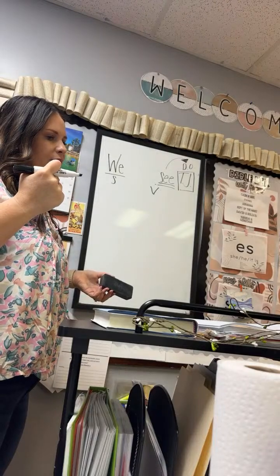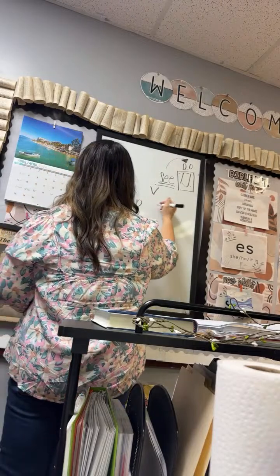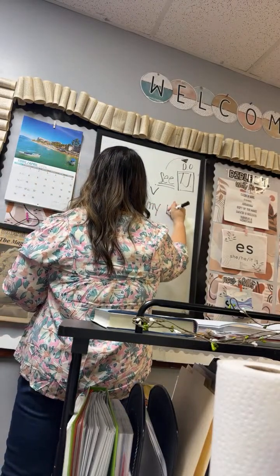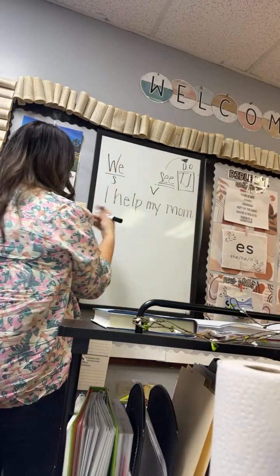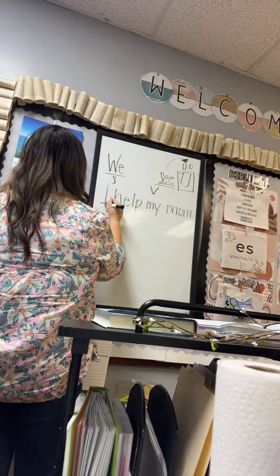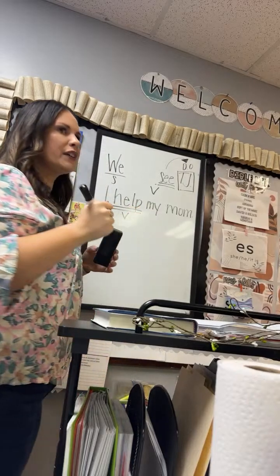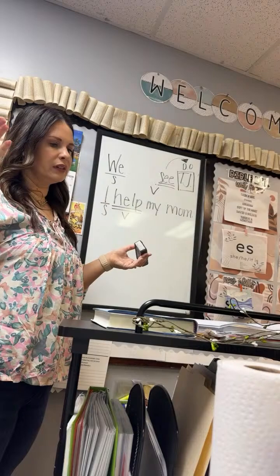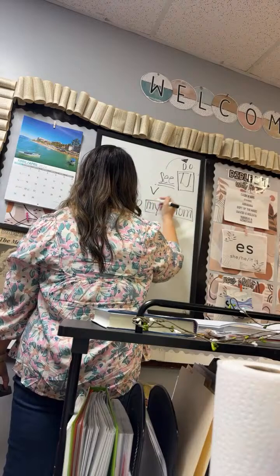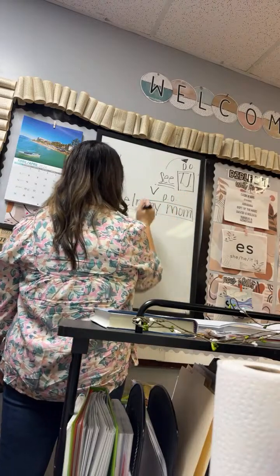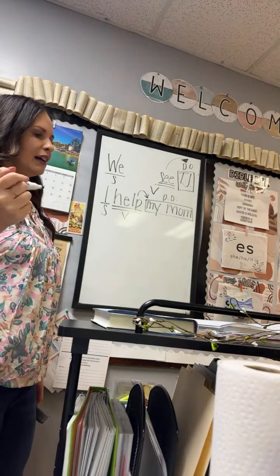Let's say, I help my mom. Okay, what is the subject of the sentence? Who is doing the action? I. What am I doing? Helping. And who is being helped? My mom. Okay, so we can just lump it together and call that whole thing the direct object. It's receiving the action, right? Is that making sense? Yes? No? Maybe? Okay.